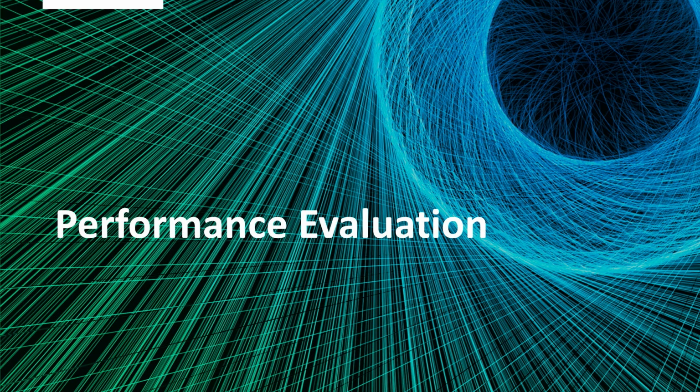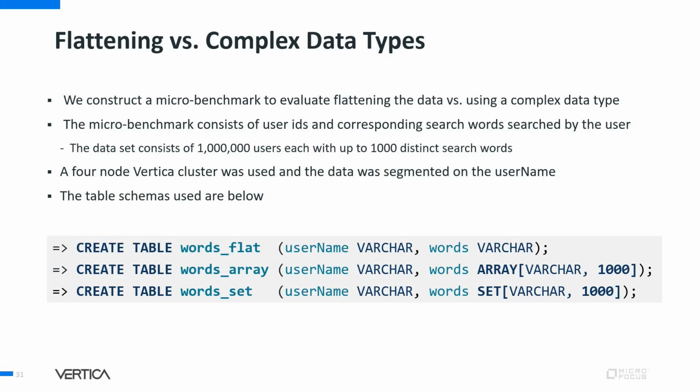All right, now let's take a look at some performance. Let's look at the claims that we made in the introduction. First, let's look at our flattened data versus complex data example. We built a small benchmark to evaluate our claim that complex data will perform better when it can take advantage of locality. We set up tables with user IDs and search terms searched by each user. In our data set, we have 1 million users, each with up to 1,000 distinct search terms. We ran our query on a 4-node Vertica cluster with the tables segmented on the username.